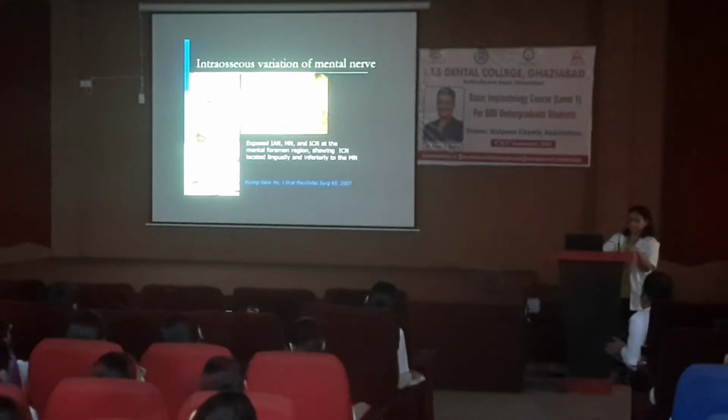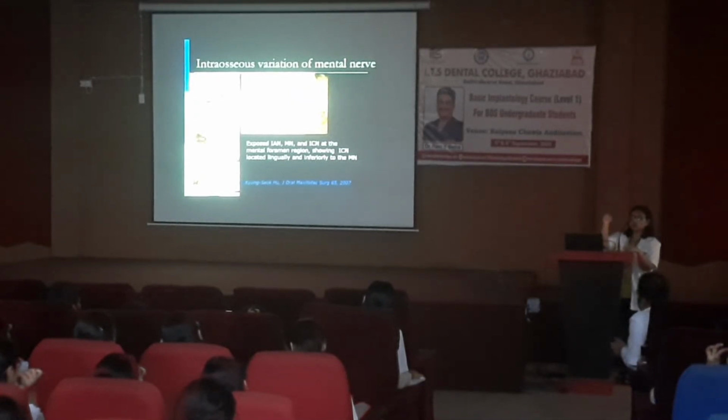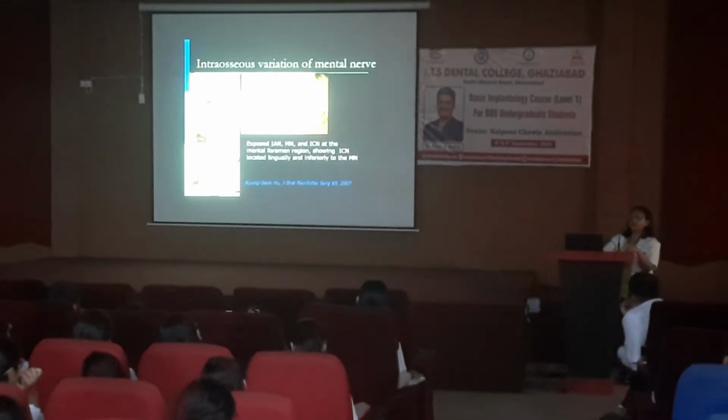After exiting this mental foramen, it has 3 to 5 twigs. It is not just one cord, one nerve. It has 3 to 5 twigs which will enter the muscles and mucosa and supply the lip and chin region from the midline of that side. Okay.